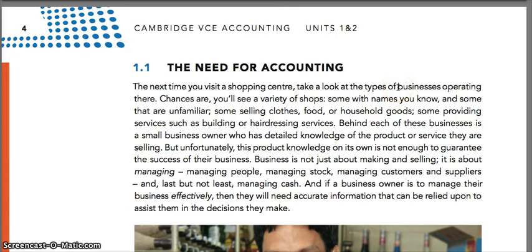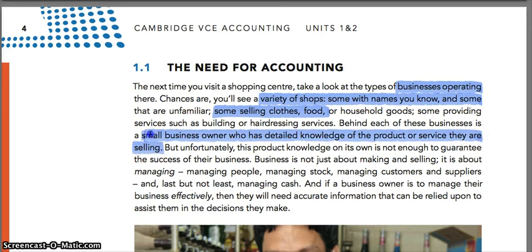So look, the need for accounting basically stems from there being lots of businesses out there operating in a variety of different ways. So you've got shops, some of them selling clothes, some of them selling food, all that sort of stuff. Behind all these businesses, there's a small business owner who's obviously got a detailed knowledge of the product or service that they're selling. Okay, that's obviously a given.